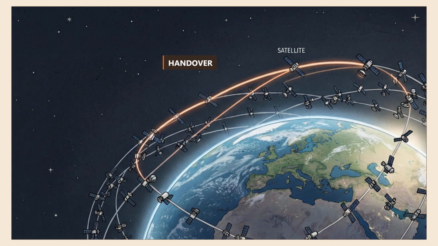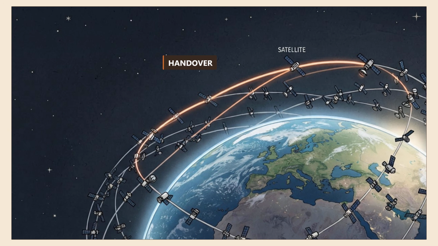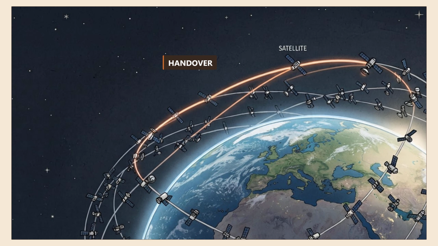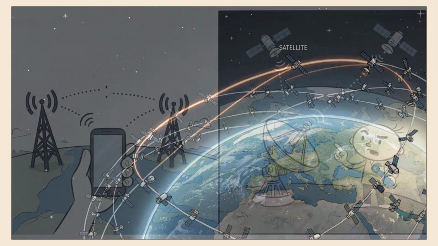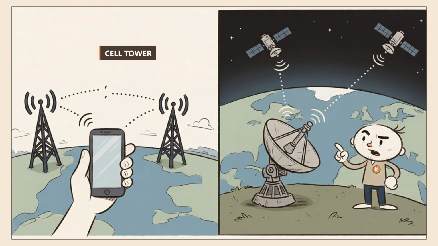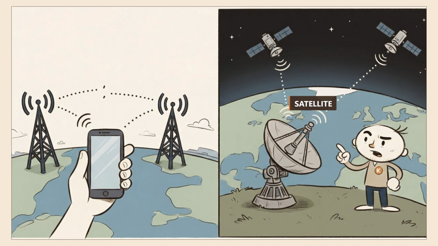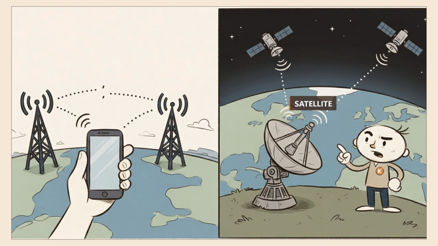So SpaceX uses a moving constellation of thousands of satellites. As one satellite leaves range, another takes over. This is called a handover. Mobile phones do something similar when they move from one cell tower to another. Starlink performs the same basic trick, except the towers are flying through space.